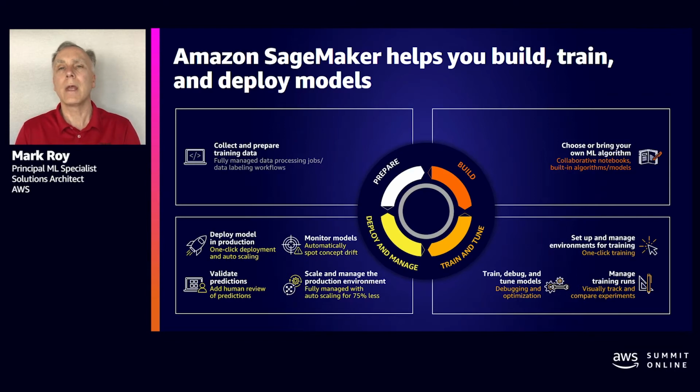And while this is all an end-to-end complete environment, you get to choose which pieces of it you use. So you don't have to use everything. You can pick and choose the pieces that are most important to you. And today we're going to focus on overall SageMaker pipelines to help you automate the end-to-end process.